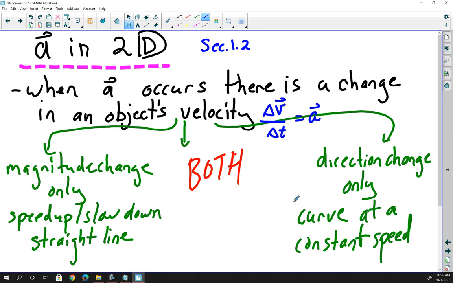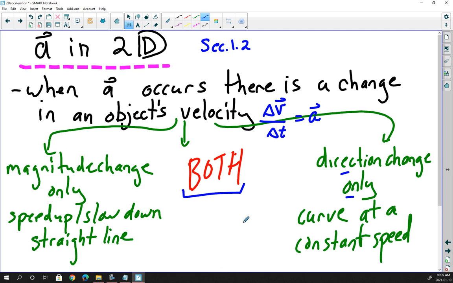Or if you're going around a curve at a constant speed, maybe you're merging onto a highway and you've reached 100 kilometers an hour and you keep it at 100 kilometers an hour, but your direction changes as you merge onto the highway. Here, only the direction changes, right? Or you can have both happening at the same time. Maybe you're going along a curve and you're speeding up.